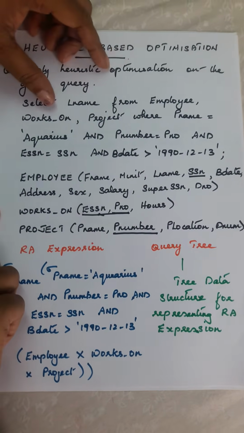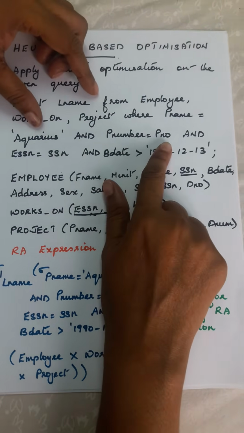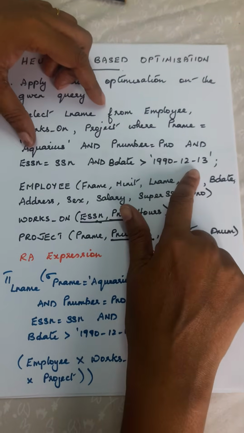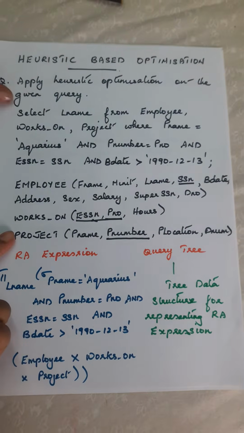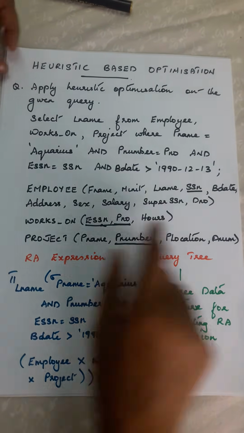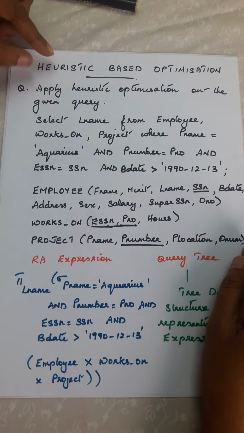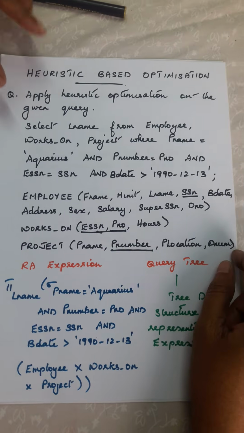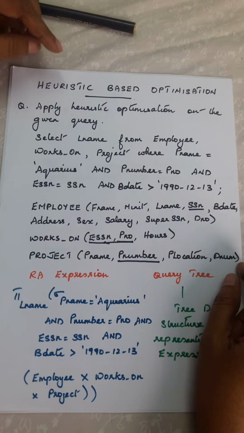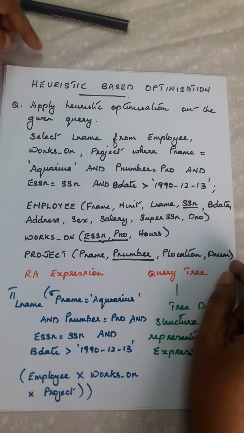Select L name from employee, works on, project where P name is equal to Aquarius and P number is equal to PNO and ESSN is equal to SSN and birth date greater than this date. And the relational schema for the query is as follows. Kindly keep in mind that for doing heuristic based optimization, first of all you have to be thorough in writing the relational algebra expression for any query given. Only if you are writing the expression properly, then you will get the correct results for the heuristic based optimization.